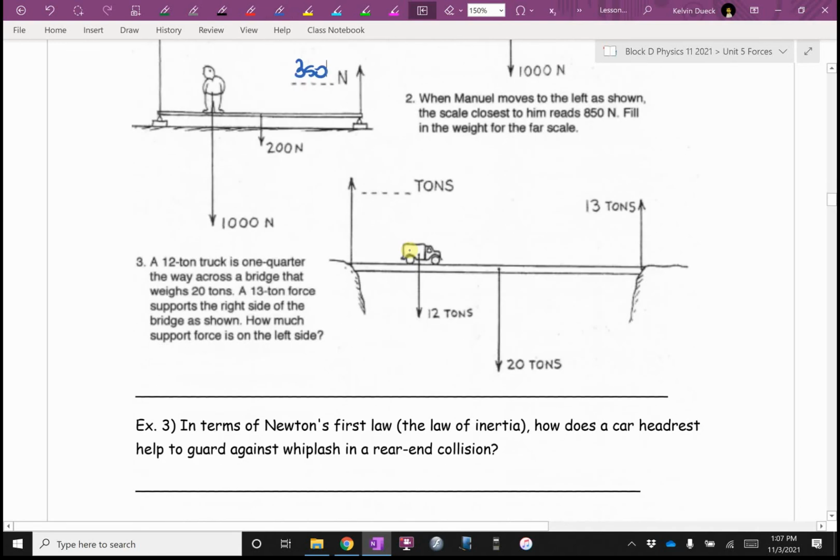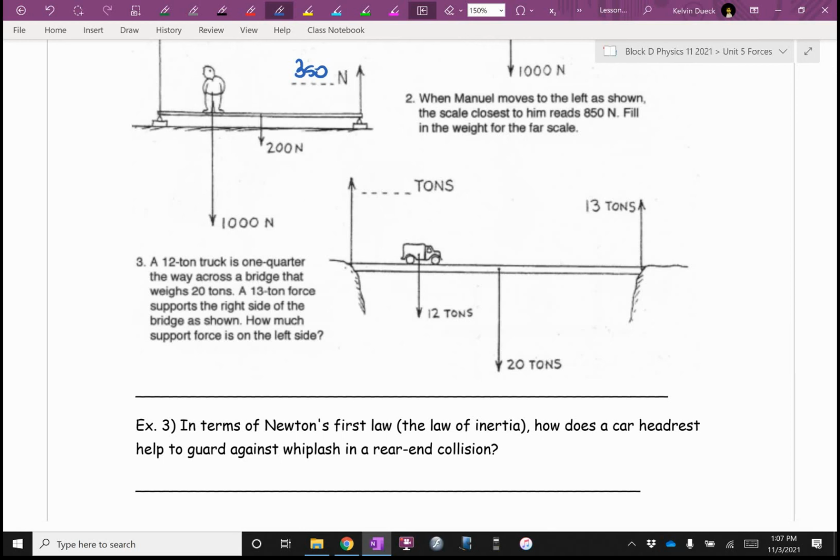Let's do a little bridge engineering. A 12-ton truck is 1/4 of the way across a bridge that weighs 20 tons. A 13-ton support is pushing up with 13 tons of force. Is this bridge sinking into the ground like quicksand? I hope not. Is this bridge flying into the air like Superman?